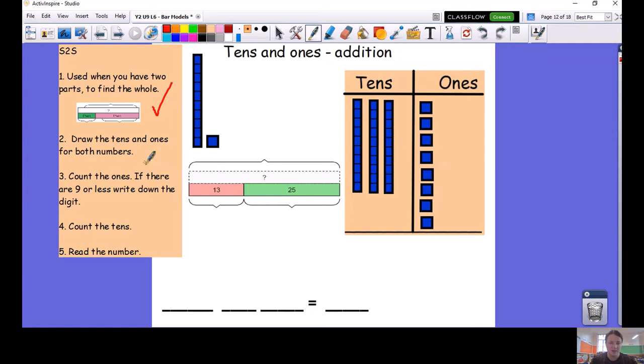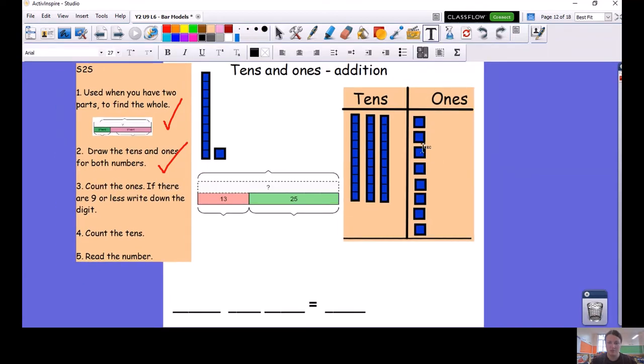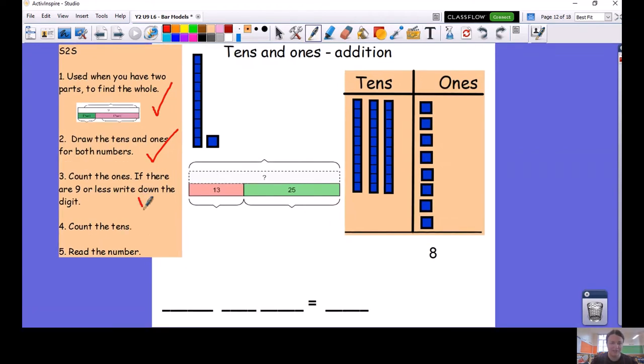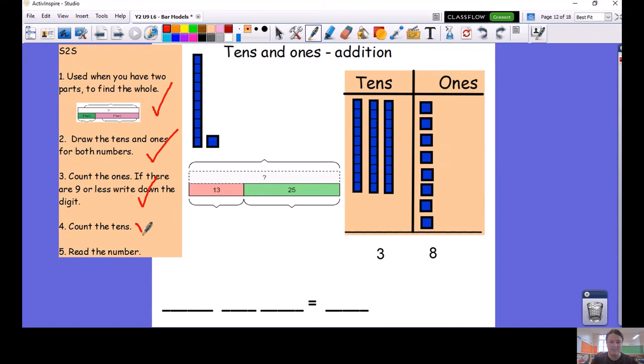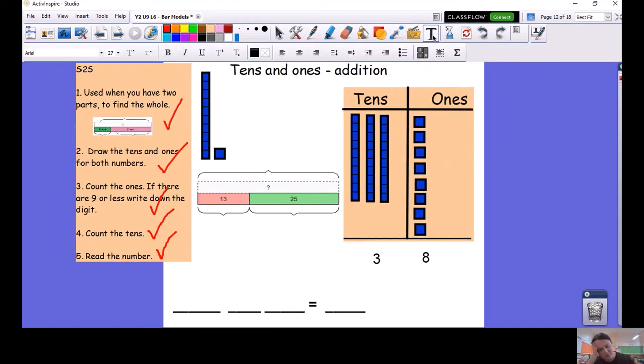Right, now I need to count them. So I've drawn them both out. My next step is to count the ones. If there's nine or less, I write down the digit. Right, how many are there? One, two, three, four, five, six, seven, eight. There's eight. So I write that down because that's nine or less. Then I count the tens. How many tens have I got? One, two, three. Three tens is 30. Now I need to read the number, and the number is 38. Now there's one thing I forgot to do, and you're probably all sitting there thinking, Miss Baldwin, you've done it wrong. What didn't I do?